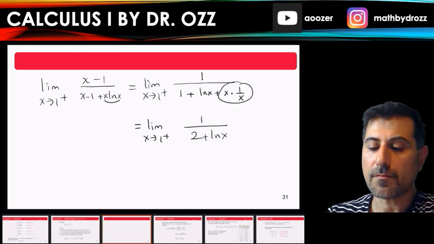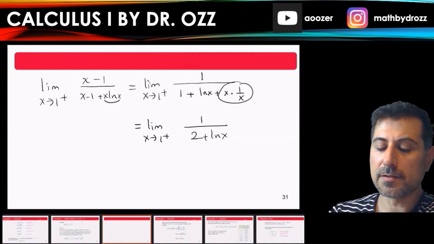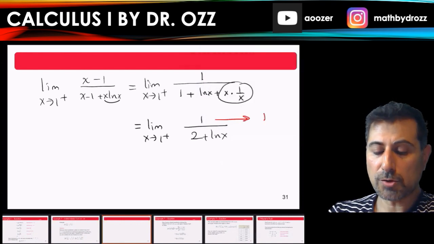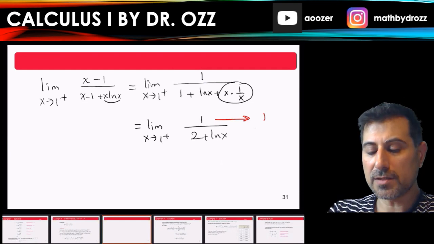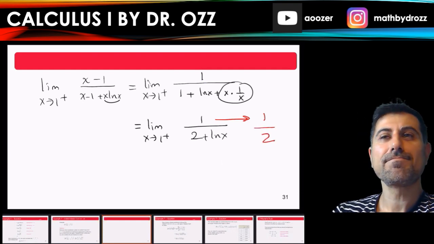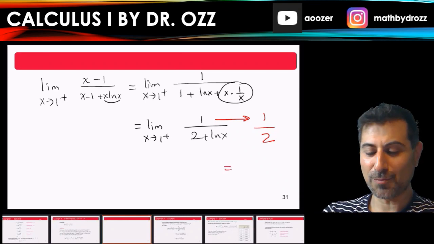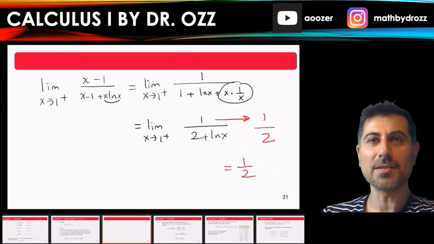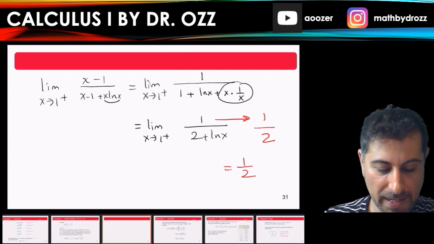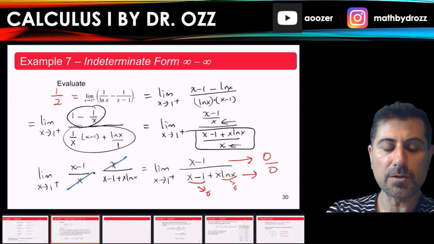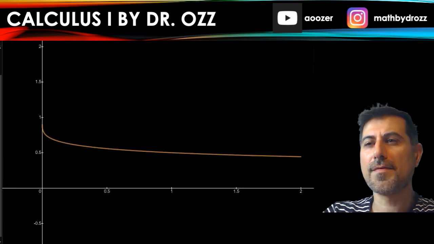Okay, so now let's pass the limits. The top is constant, so it converges to 1. The bottom is 2 plus ln 1, which is in fact 2, since ln 1 is 0. So as you see, this limit is just 1 over 2, which is awesome news. So I can go back and conclude here that this limit is equal to 1/2.